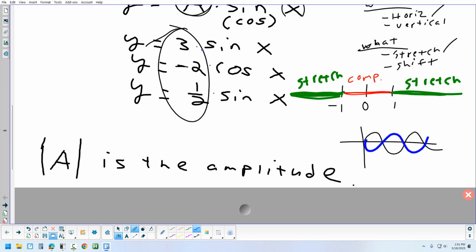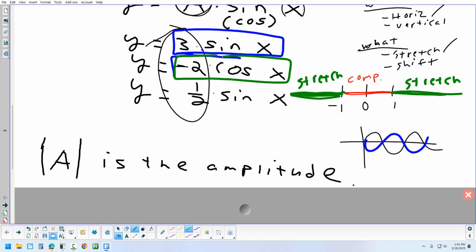If I said to you, what is the amplitude of this one I just put a blue box around? 3. Yep. What if I asked, what's the amplitude of the one with the green box? -2? 2. Yep, amplitude is 2. And the one in the red box? A half. What about the amplitude of the one in the red box now? Half. Still a half. Yep.